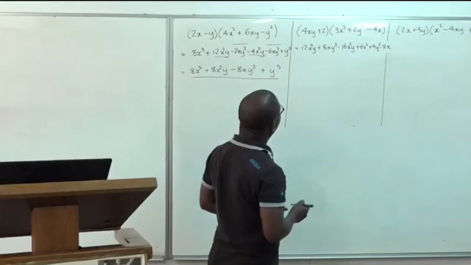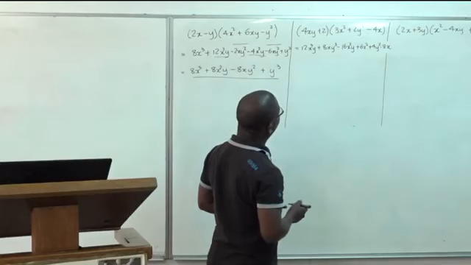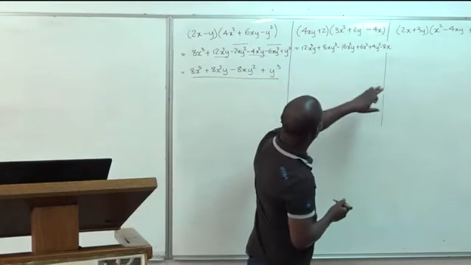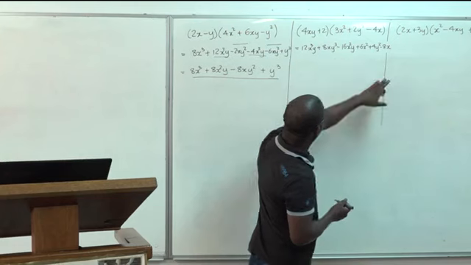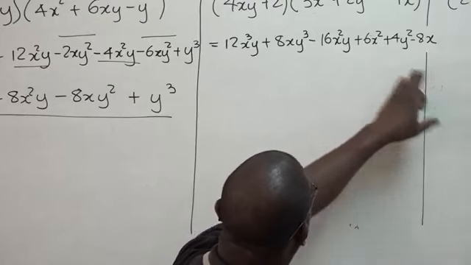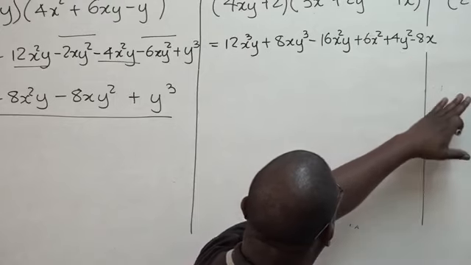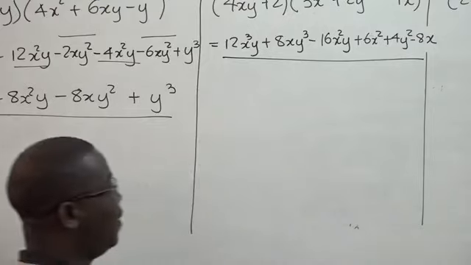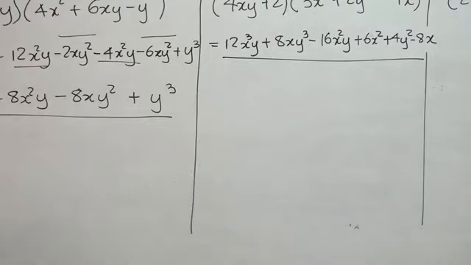Again, we look for like terms, and in this case, we are not going to have any like terms. X cubed y, there's no other x cubed y. Xy cubed, there's no other xy cubed. X squared y, there's no other x squared y. X squared, no other x squared. Y squared, no other y squared. And 8x. Therefore, our answer stops there. We cannot further simplify it.